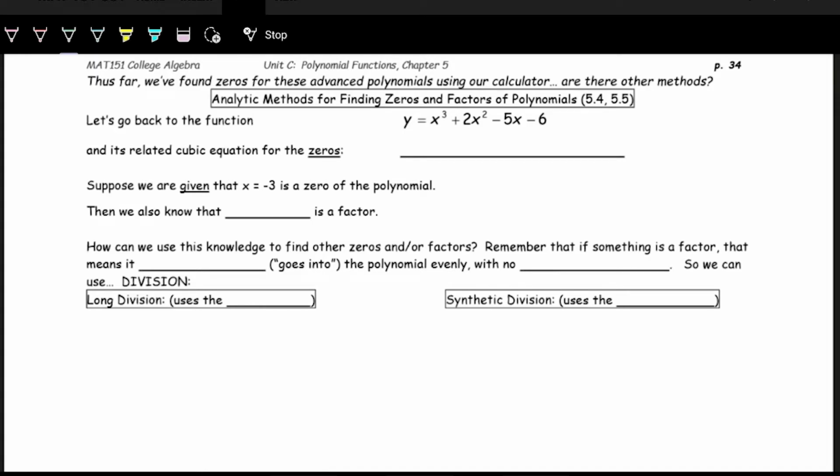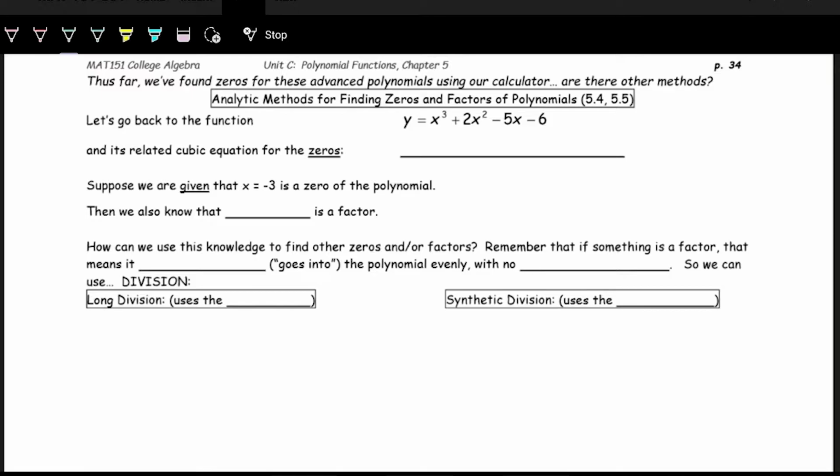So we've identified how to find zeros using tables and graphs and these visual methods, but now let's also take a look at how we find zeros sort of analytically or algebraically. So let's go back to this function that we've looked at a few times, y equals x cubed plus 2x squared minus 5x minus 6.